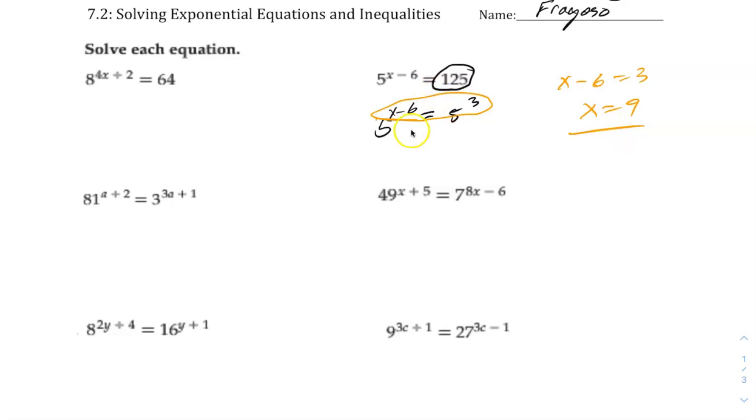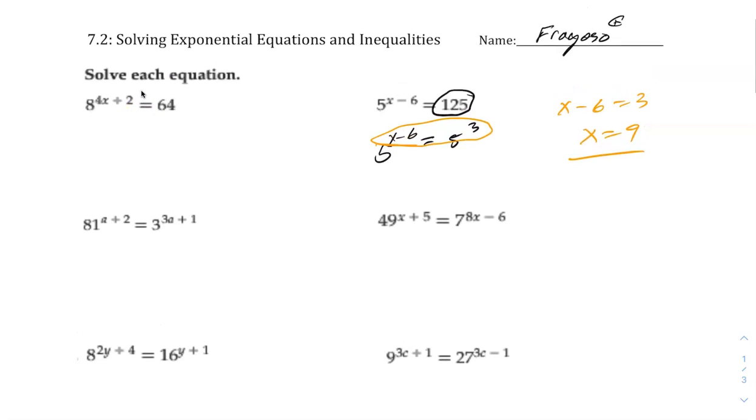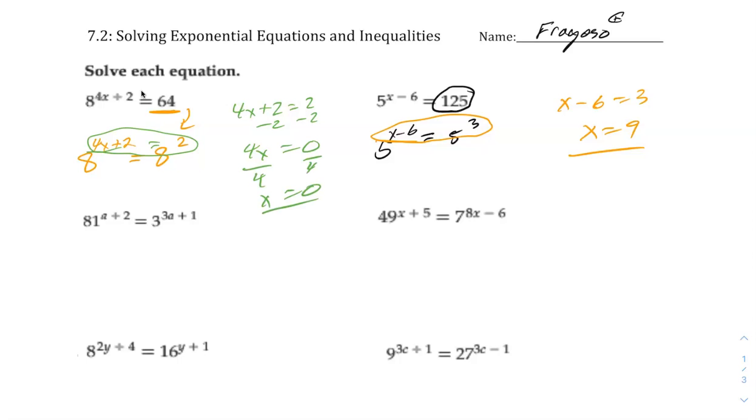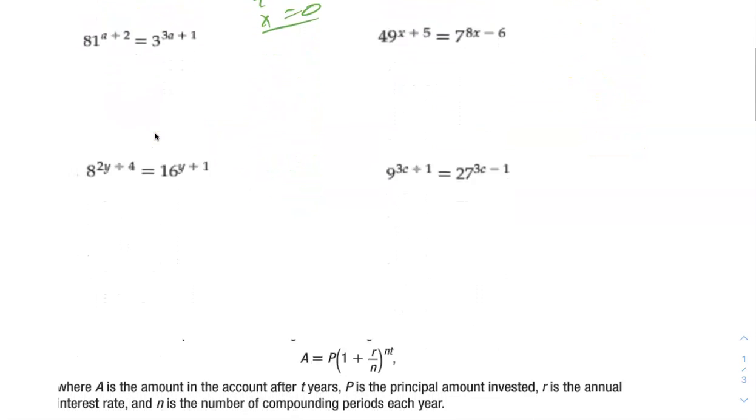But that's your answer. This was the first one, I'm going back to the first one, it's a little tougher because, no it's not actually. I was thinking something else. 64 you can write as 8 squared. So 8 to the 4x plus 2 equals 8 squared. Once the bases match, you just solve the exponential powers. So you get this, subtract 2, 4x equals 0, don't be scared, divide by 4, x equals 0, that's a totally fine answer. Again, plug it in, check your work, there it goes. Let's keep on doing these.